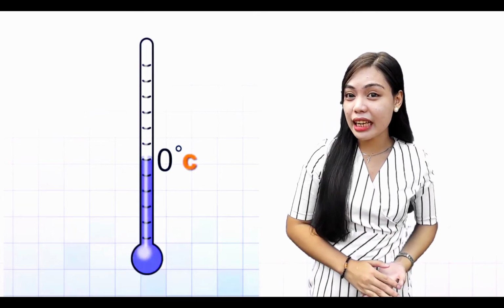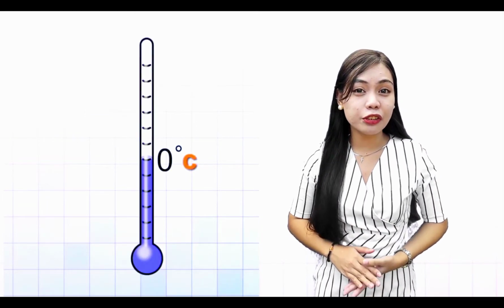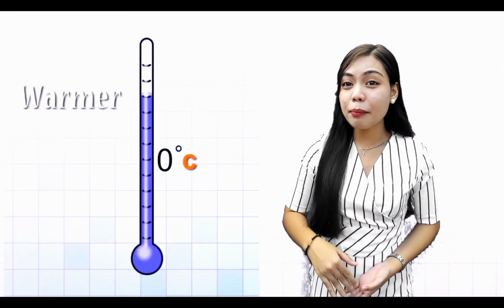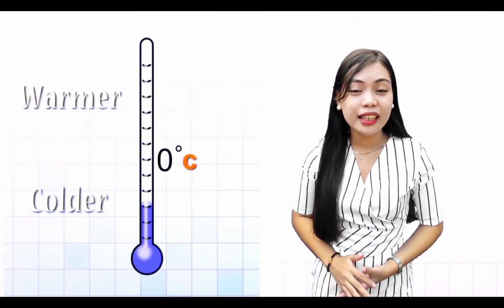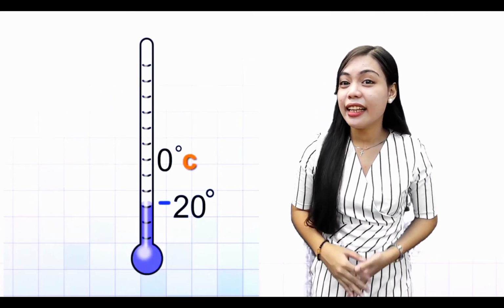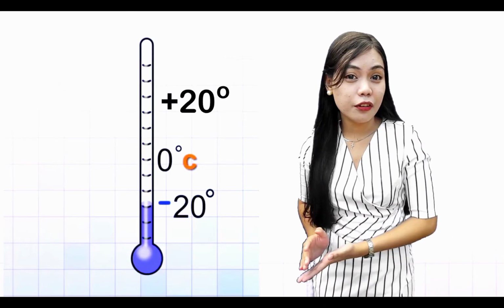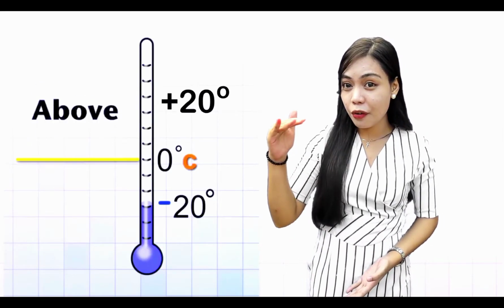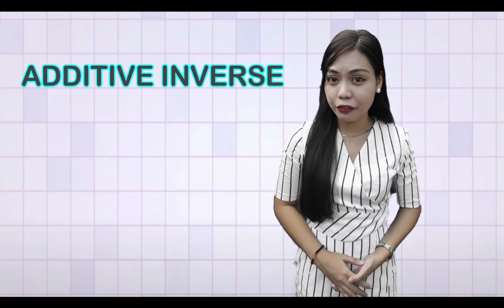And temperature is another great example. We use 0 degrees Celsius to describe the temperature at which water freezes, but it can be colder or warmer than that. The temperature could be positive or negative, like negative 20 degrees or positive 20 degrees. So, integers are very useful in the real world to help describe things that can be above or below zero.